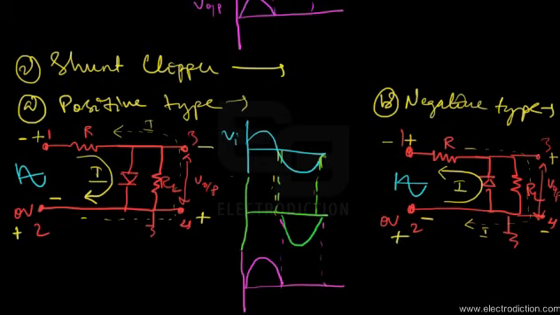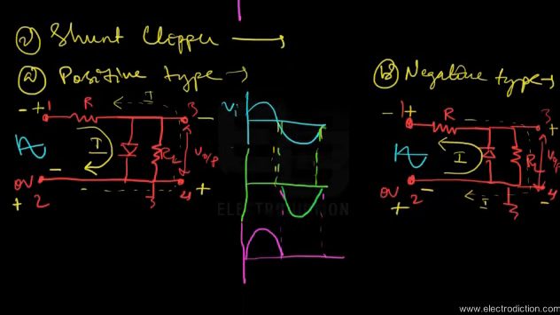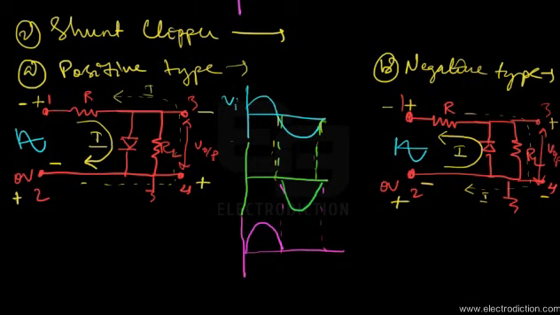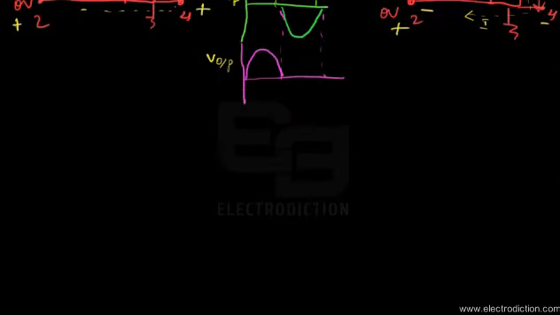So we see that the negative and the positive shunt clippers have successfully been designed to clip the negative and the positive half cycles of the input signal respectively. So here are the graphs representing their output voltages. Okay, so apart from these types of clippers, we have the third type of clipper known as the combination clippers.